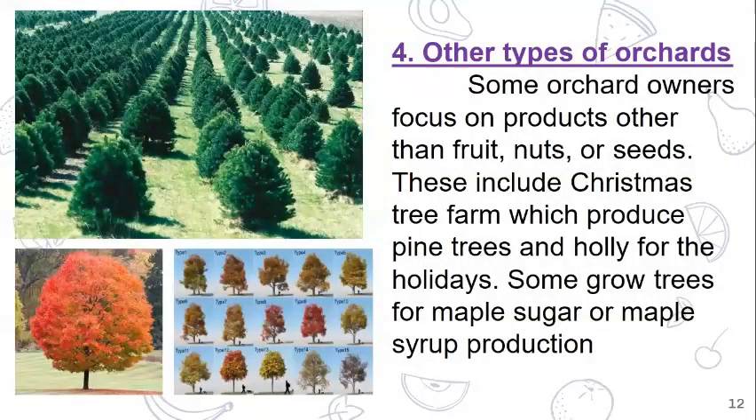Then fourth, we have other types of orchards. Some orchard owners focus on products other than fruit, nuts, or seeds. These include Christmas tree farms, which produce pine trees and holly for the holidays. Some grow trees for maple sugar or maple syrup production.